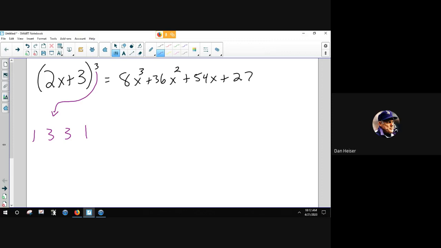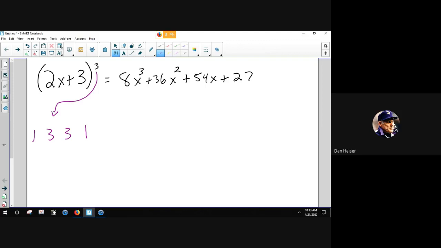Not only are all four of those components hidden in these terms, but I also claim 2x and 3 are hidden in each term. And that is a very important point because that's going to allow us to calculate these expansions quickly. And that's the heart of what's coming next. So here we go.